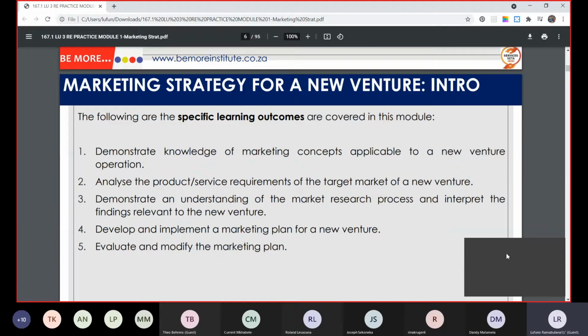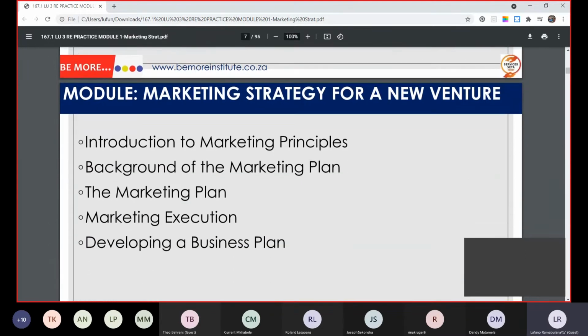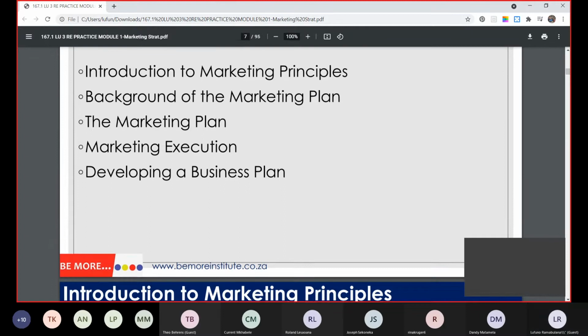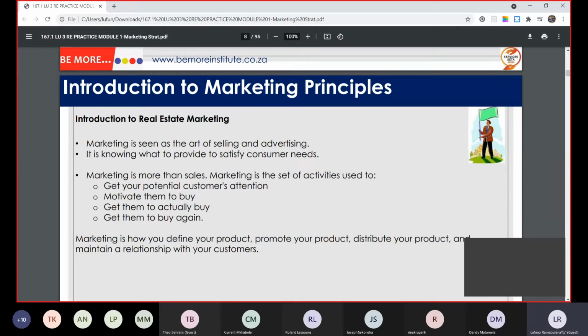We're going to look at the specific learning outcomes which will be covered: demonstrate knowledge of marketing concepts applicable to new venture operation; analyze the product or services requirements of the target market of a new venture; demonstrate an understanding of the market research process and interpret the findings relevant to the new venture; develop and implement a marketing plan for a new venture; evaluate and modify the marketing plan. These are the specific learning outcomes. Are we ready? We'll start with the introduction to marketing principles.